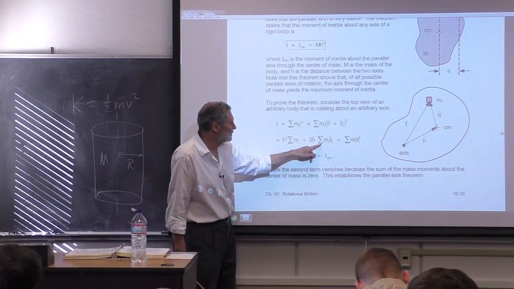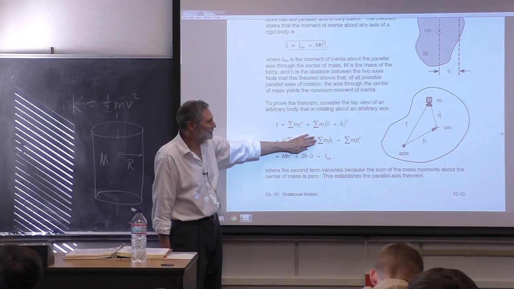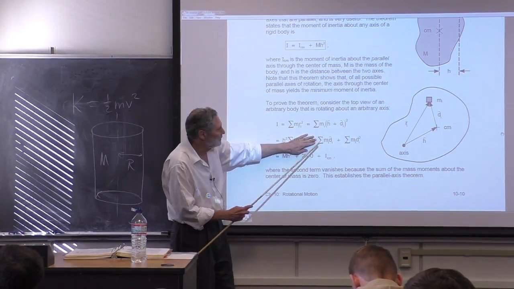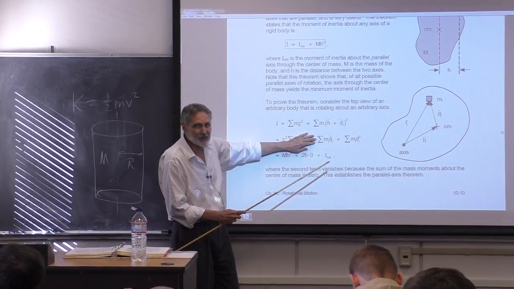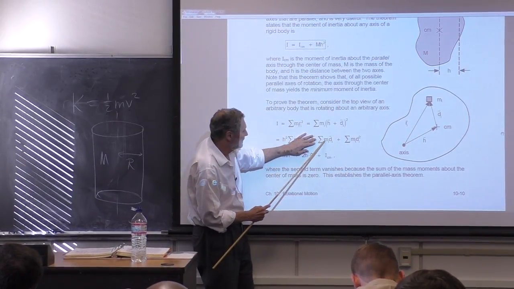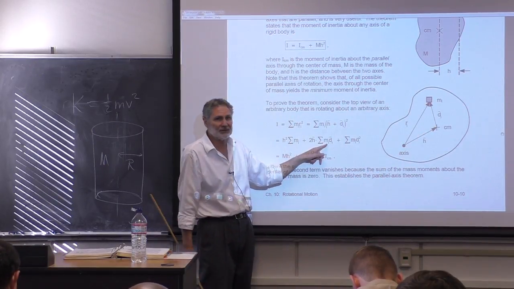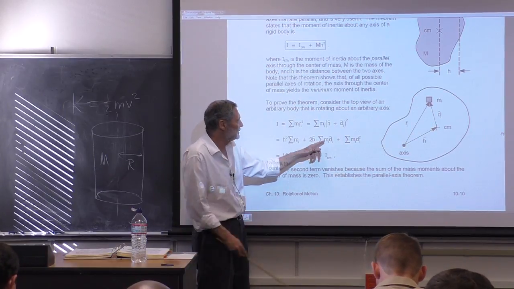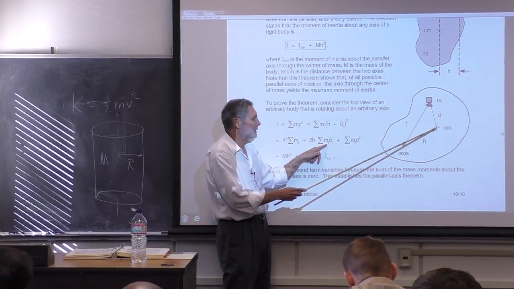What about this middle term here? Does this look familiar? This is the sum of the moments of all the masses about the center of mass. So remember what this equals? The sum of the moments is the total mass times the vector to the center of mass. Because this d is in the frame of reference where our origin is the center of mass, this specifies the balance point. So the sum of the moments has to be 0.